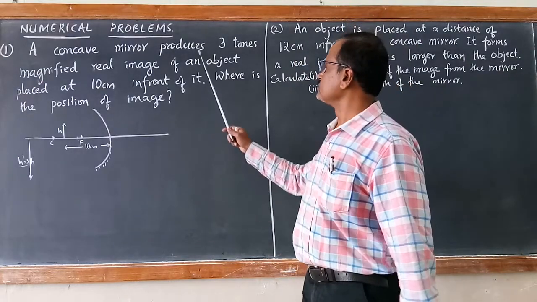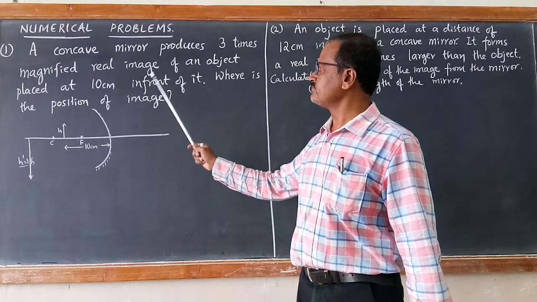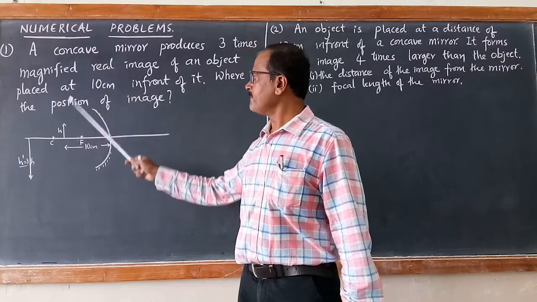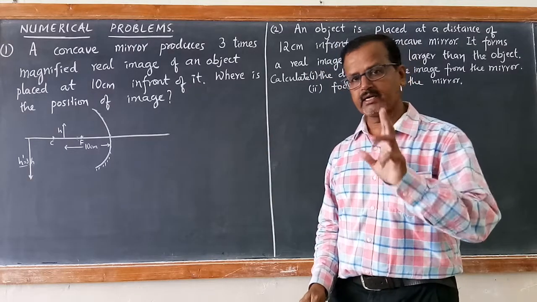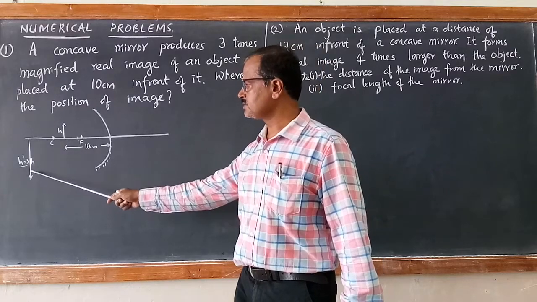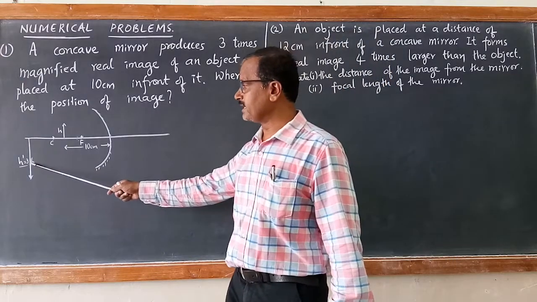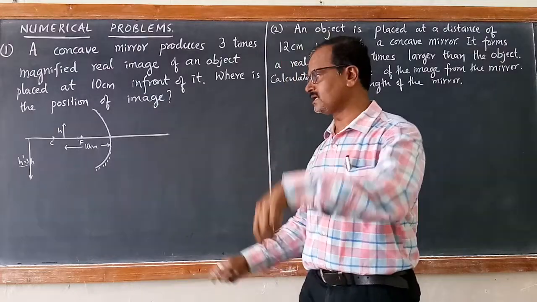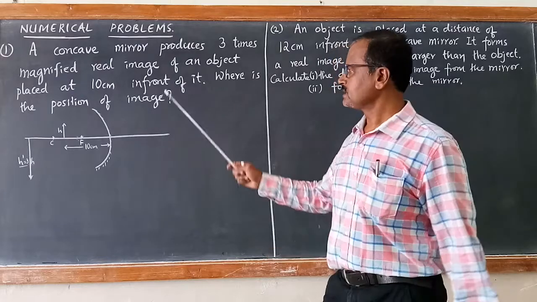A concave mirror produces a 3 times magnified real image of an object. Here is the object of size h. It produces a real image, which will definitely be inverted and 3 times magnified. That means the size of the image h dash must be 3 times the size of the object. This is given. Magnification is 3.